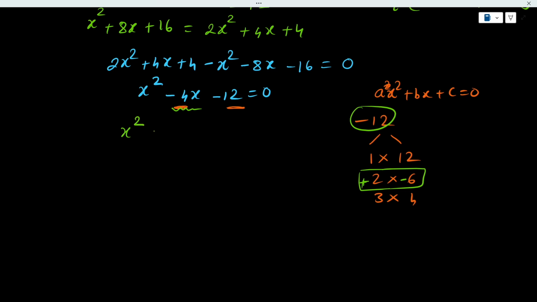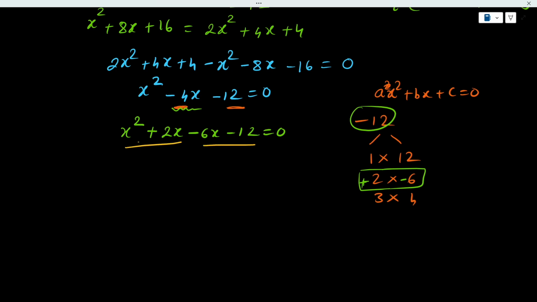So what are those two parts? x square plus 2x minus 6x minus 12 equals 0. Or you can write it as x square minus 6x plus 2x also. Here you can change the places of these two middle terms, right? Now I'll follow the grouping method.